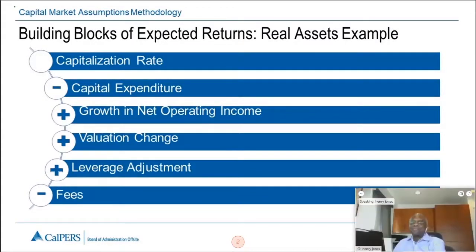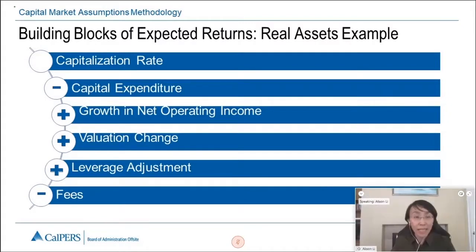Here, we present the building blocks of expected returns for private real estate as an example for real assets. Again, we start from capitalization rate, which is a real estate jargon that is equivalent to gross yield on an investment, similar to the I block for public equity. Oh, sorry, this should be after the adjustment.